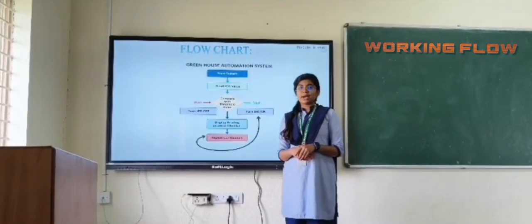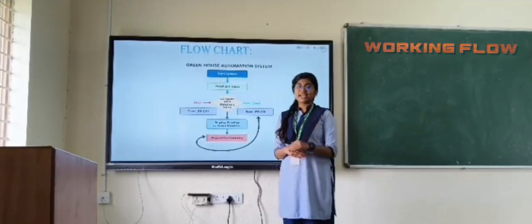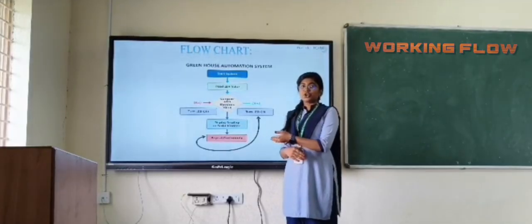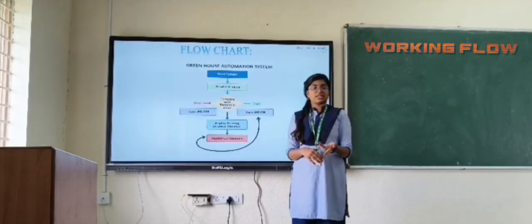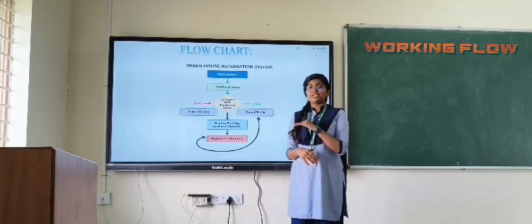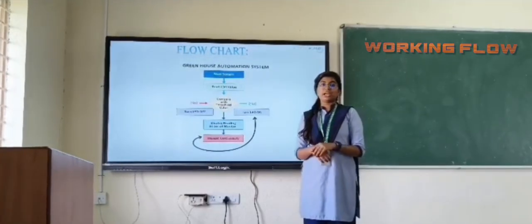When the LDR value is compared with the threshold value, if the LDR value is less than the threshold value, then the LED turns on. If the LDR value is greater than the threshold value, then the LED will turn off. That process will continuously repeat in a loop.